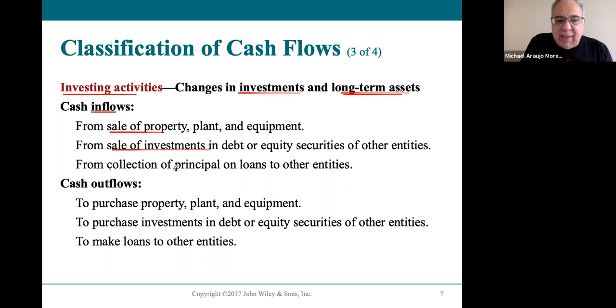And they may themselves be making loans to others. Those notes that they make, literally it's an investing activity because it's a loan. And so in this case here, when they collect those loans, so they collect, say, their notes receivable, that's also an inflow from an investing activity.